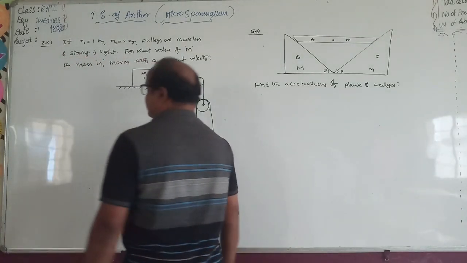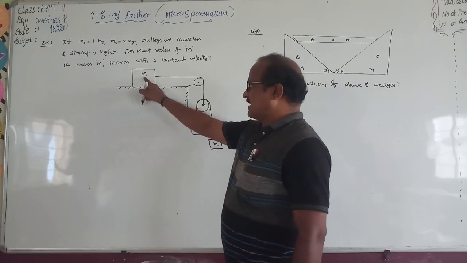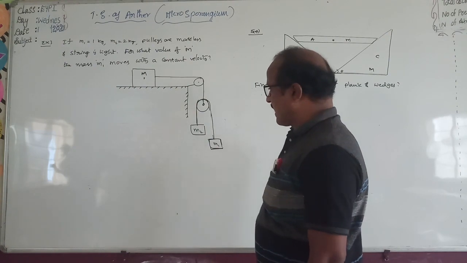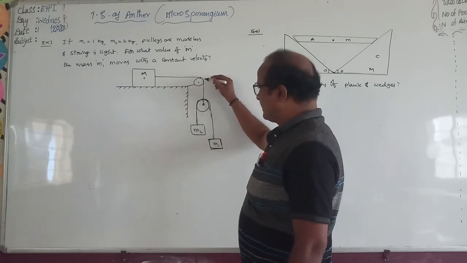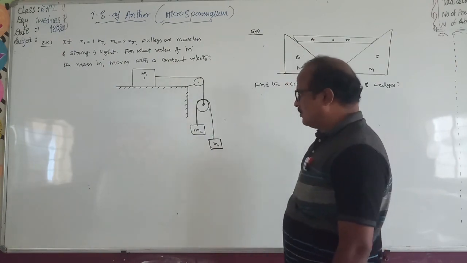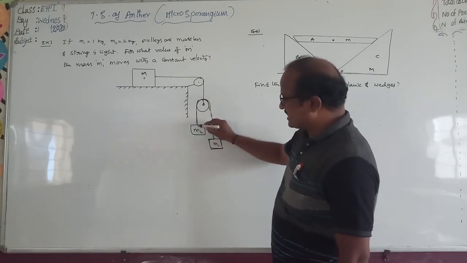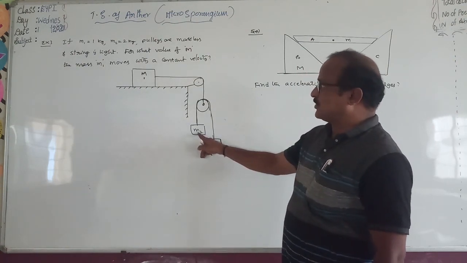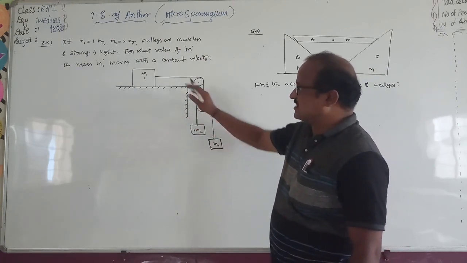Here there is an example 3. Suppose a block of mass capital M is kept on a horizontal smooth surface, and a string is connected to it. After passing through a frictionless pulley, it is connected to another pulley. Also, let us consider a second string. One end is connected to a block of mass M1, and after passing through the second pulley, it is connected to a block of mass M2. Here M1 equal to 1 kilogram and M2 is equal to 2 kilograms. Both the pulleys are massless, and the strings are light.